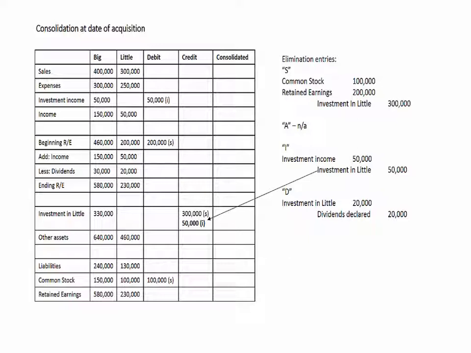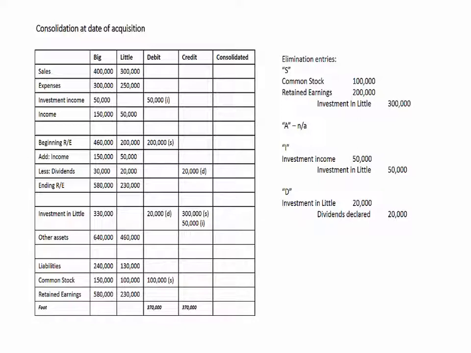For some reason, this entry gives some people a lot of trouble. This should be the easiest elimination entry of them all. Basically, we look at Big's income statement and we say, oh, look, they have $50,000 of investment income. That has to be eliminated. So we eliminate $50,000 of investment income. We don't have to do any calculations. We simply eliminate whatever is reported as their investment income. Next, we post the D entry, a $20,000 debit to the investment in Little and a $20,000 credit to dividends declared in the statement of retained earnings.